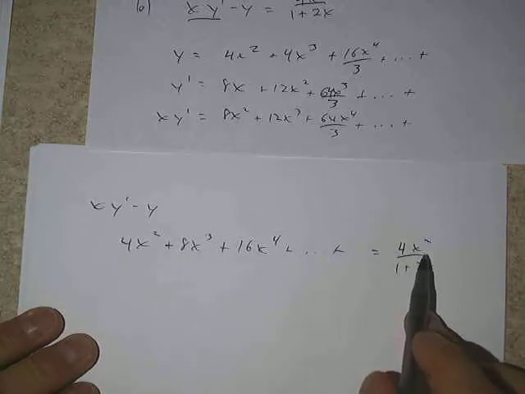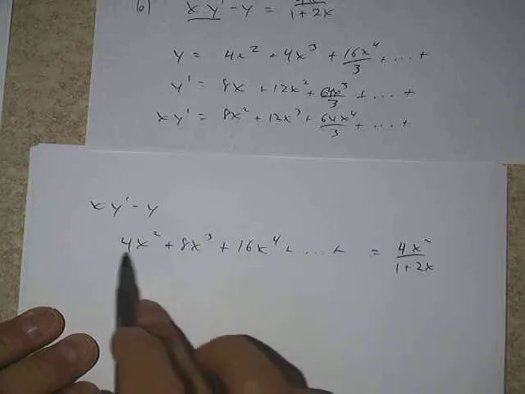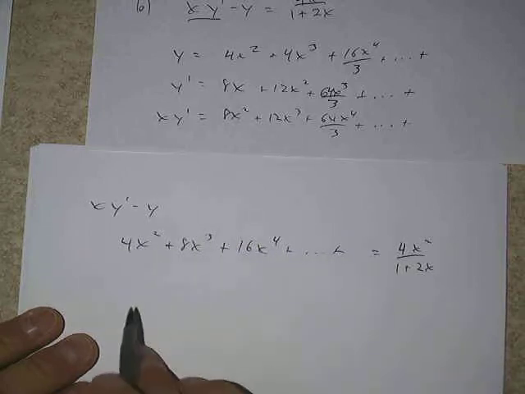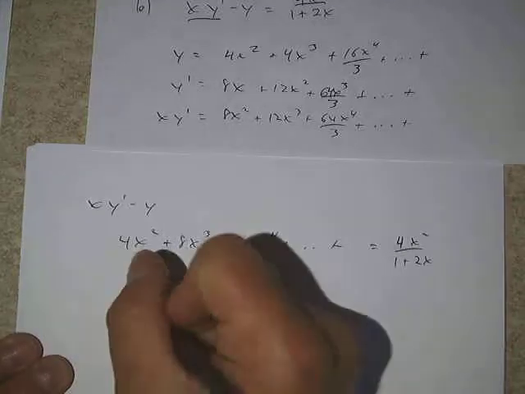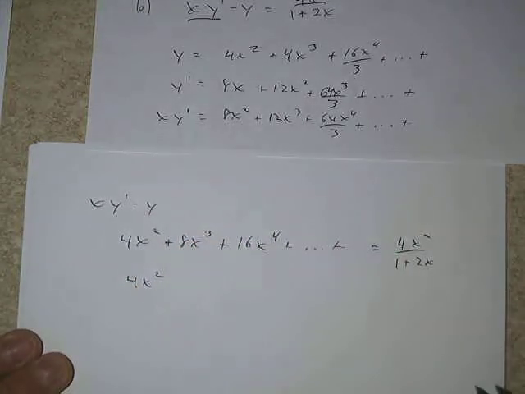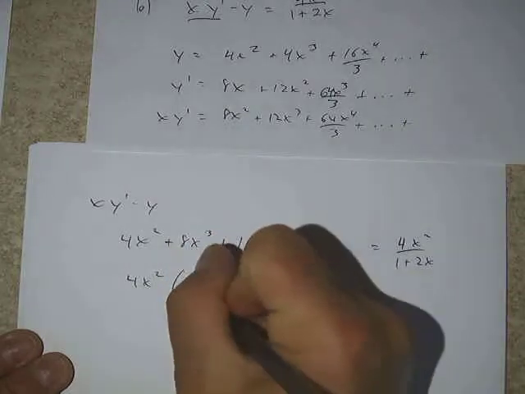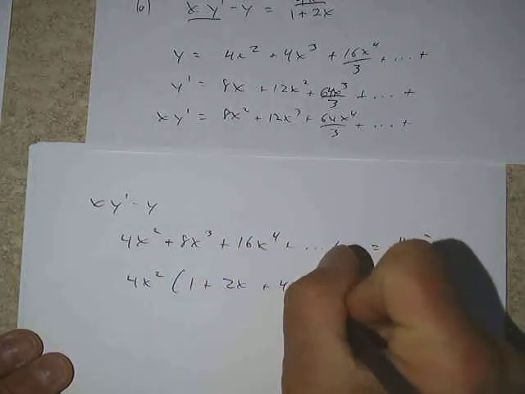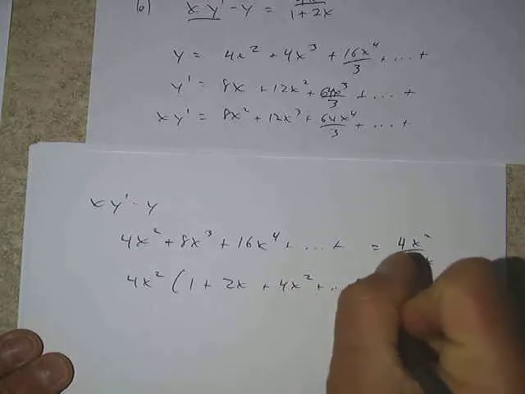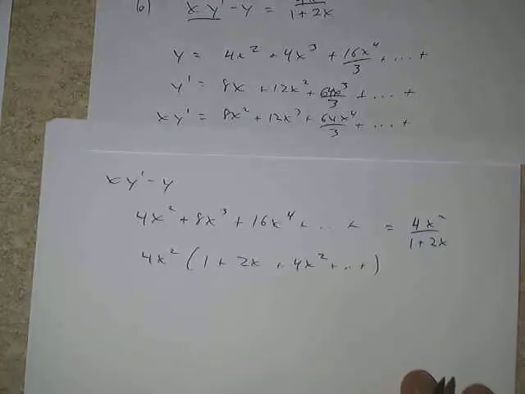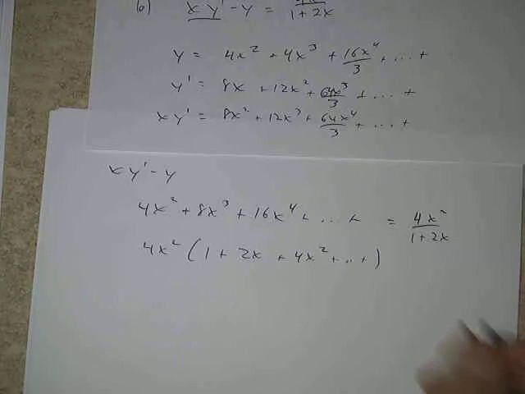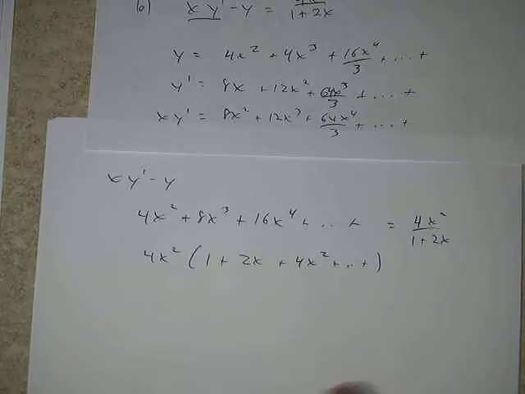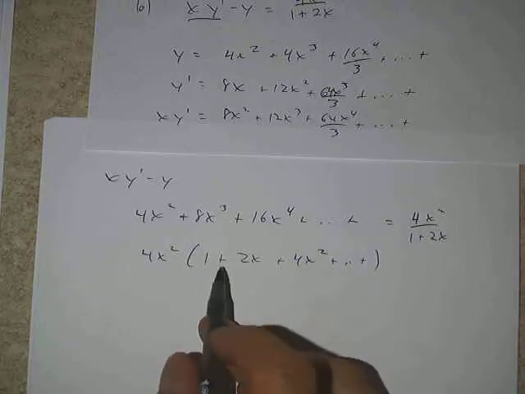Alright, so now keep in mind that what they want us to do is to show that, and this is also, remember, an infinite list here, and they want us to show that that's equal to 4x squared over 1 plus 2x. Well, the question is, how do we show that this, which is an infinitely long string of terms, equals this? Okay. So we can see that one thing we have here is very similar to what we have here.